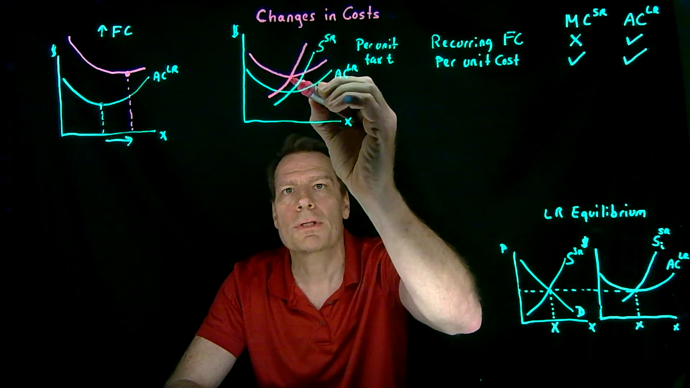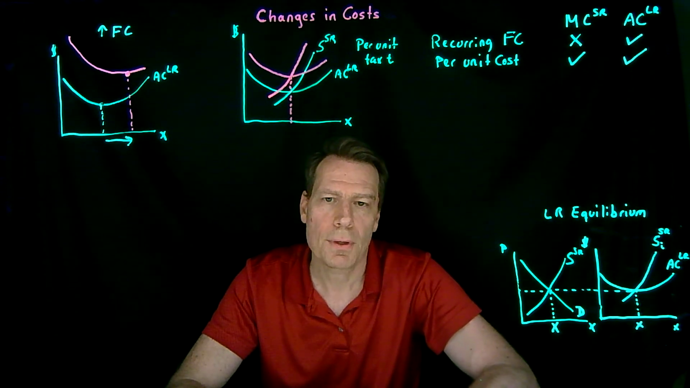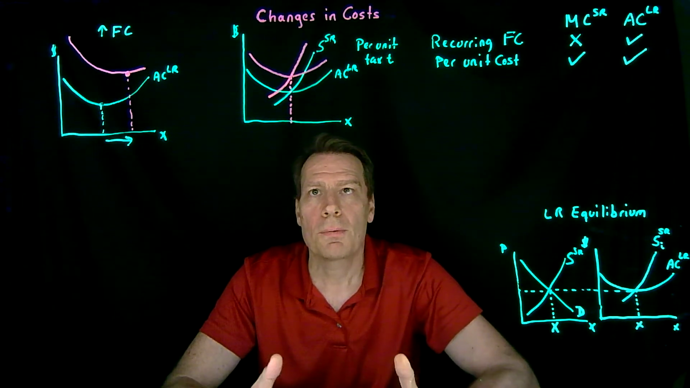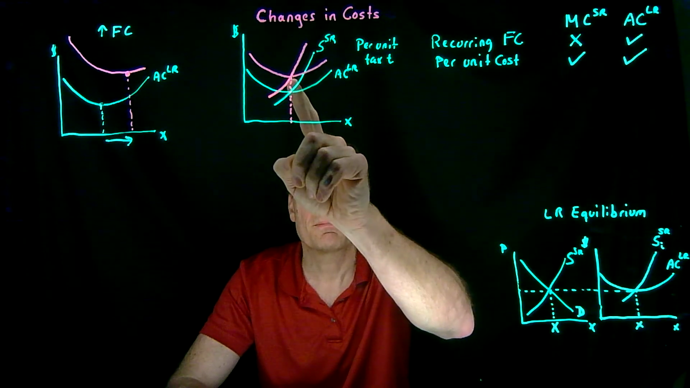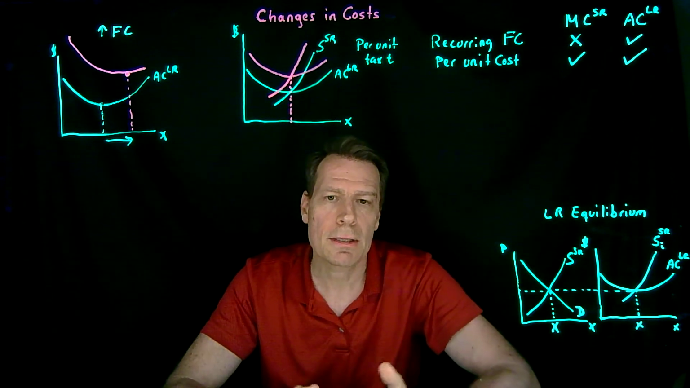Well, that means that the lowest point is going to stay at exactly the same point as it did before. All the curves are just shifting up in a parallel way. Which means in the new long-run equilibrium, price will be higher, but the firms will produce the same quantity as they did originally.